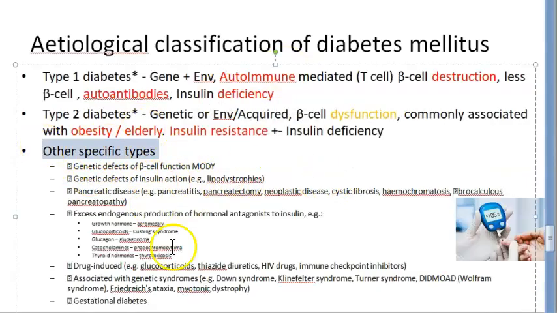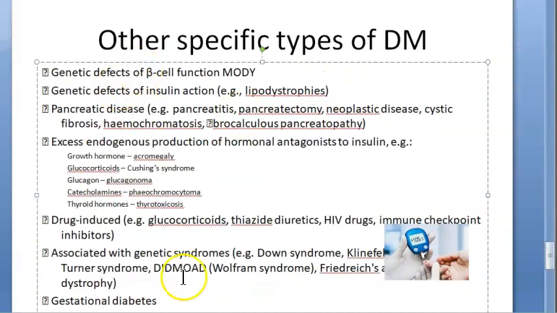Shall we go to other specific types now, people? Okay, good. So other specific types of diabetes, you have the genetic defects of beta cell function, MODY. Here, genetic, nothing autoimmune they are saying. Remember, it is genetic. MODY, maturity onset diabetes of young. So beta cell function, this is genetic. They are saying which genes also, I will tell you.